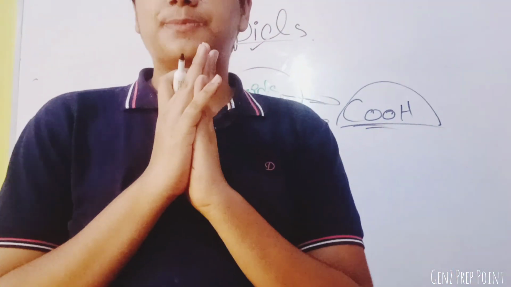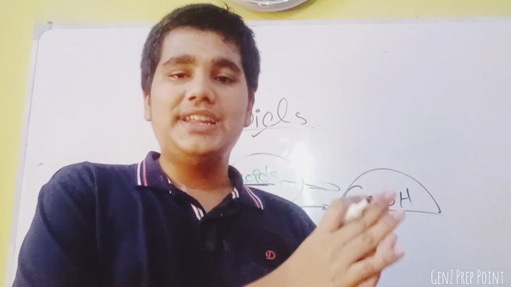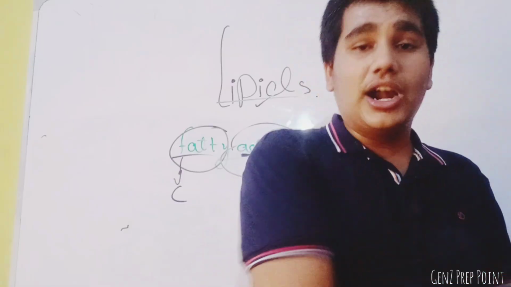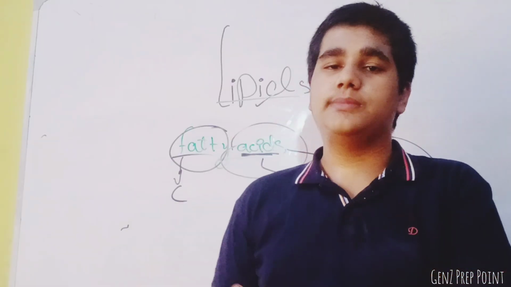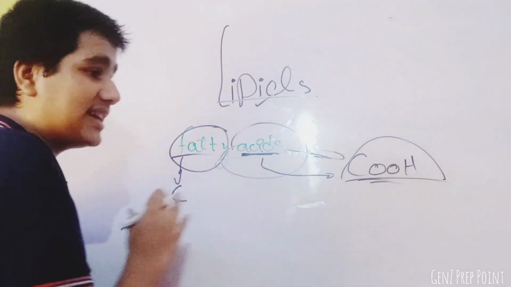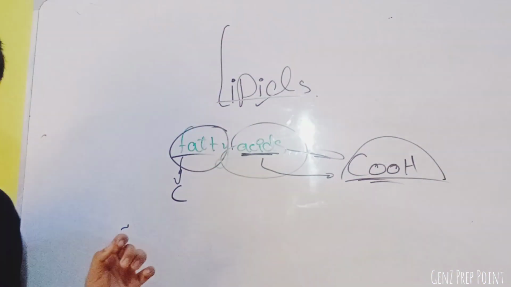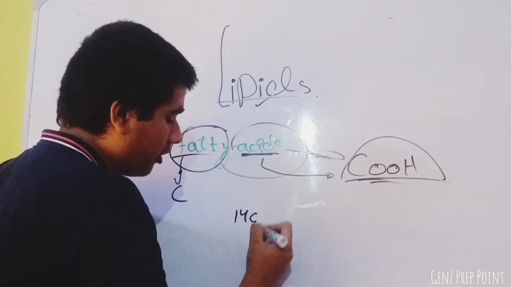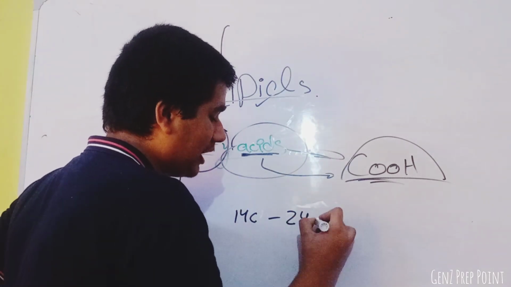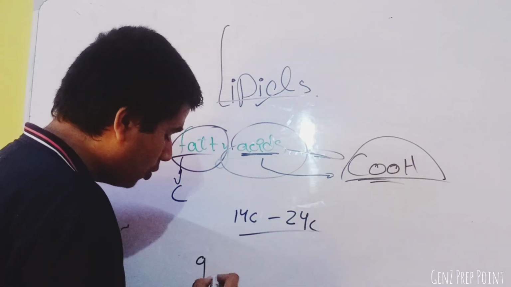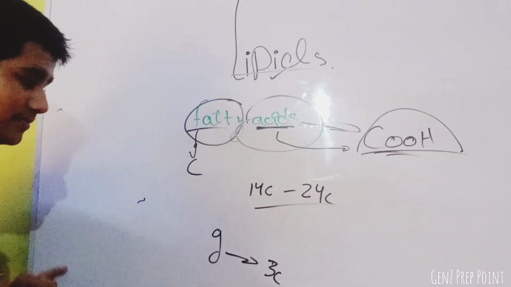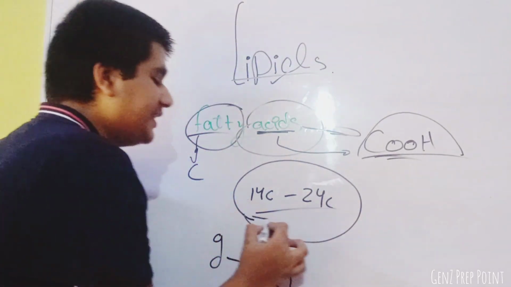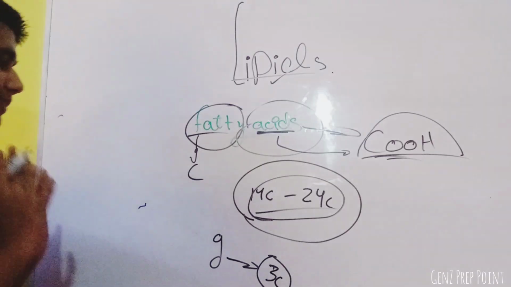Why is fats called fats? Because it has a long chain of carbons. Why is fatty acid called fatty acid? Because it has a long chain of carbons. Why is glycerol not called fats? Because it has only 3 carbons. Fatty acids, whereas, have a long chain of carbons: a chain of 14 carbons to 24 carbons, whereas glycerol only has 3 carbons.